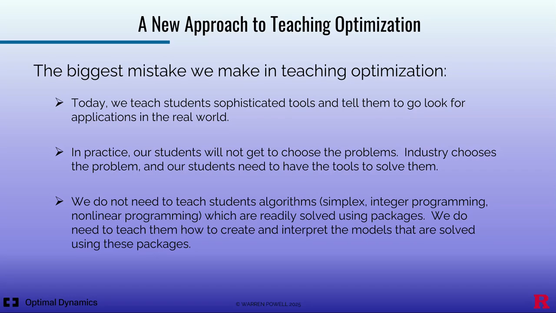So the biggest mistake we make in teaching optimization is today we teach students sophisticated tools and tell them to go look for applications in the real world. In practice, our students will not get to choose the problems. Industry chooses the problem, and our students need to have the tools to solve them.